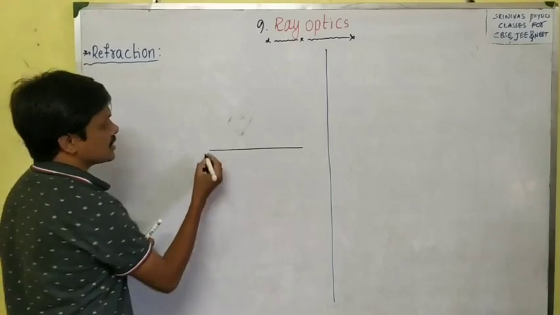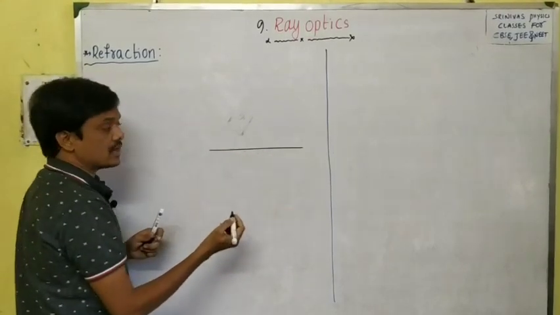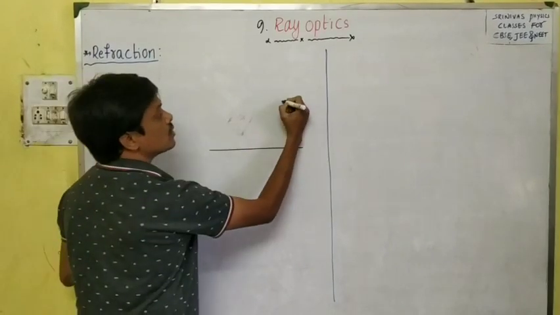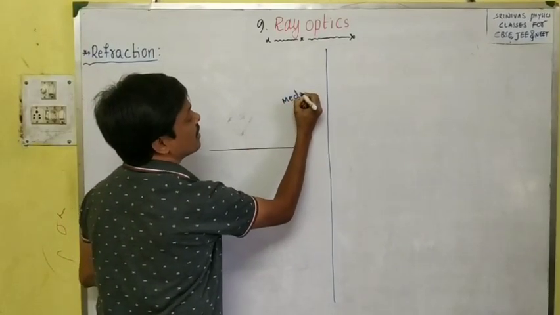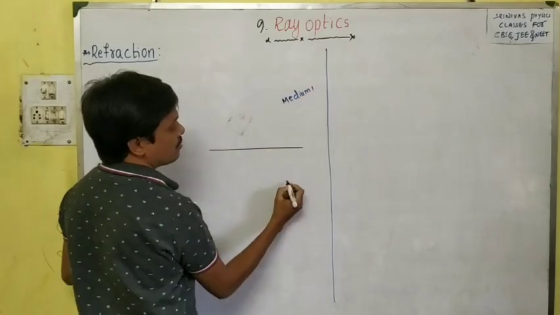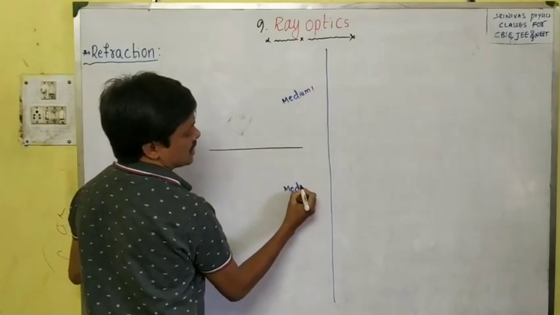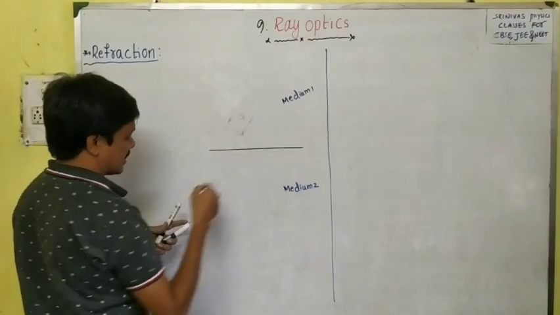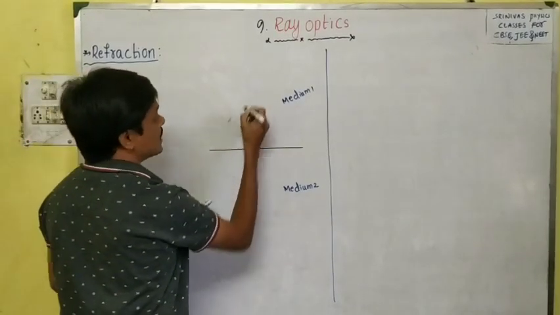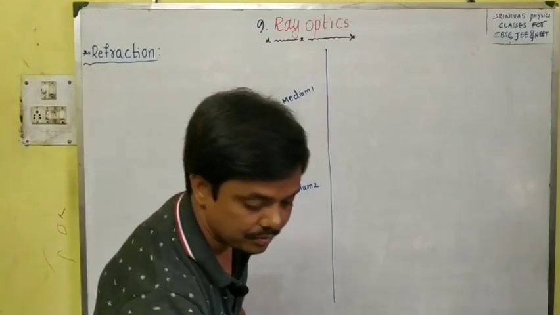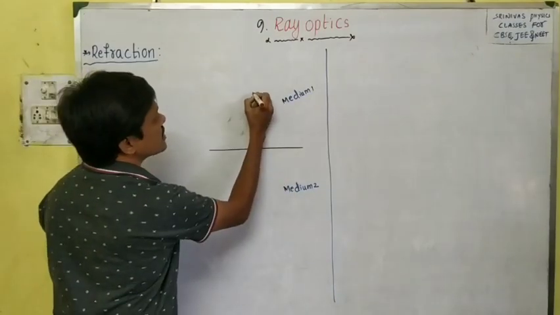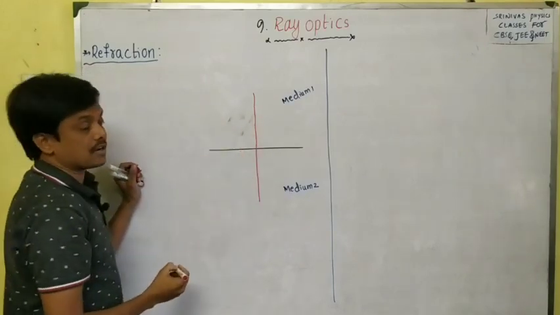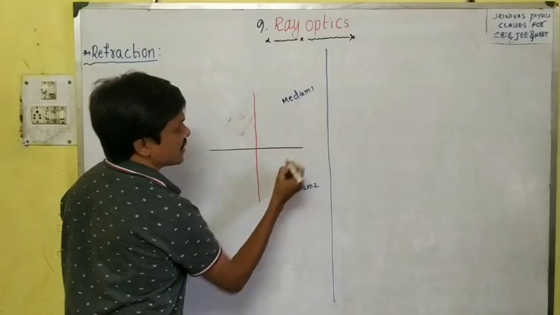Look here, this is the surface separating the two mediums. Above this we can consider medium 1, and below this medium 2. There are two different mediums, and this is the surface separating them. Let us consider this is the normal drawn. This line makes 90 degrees with the surface, right?